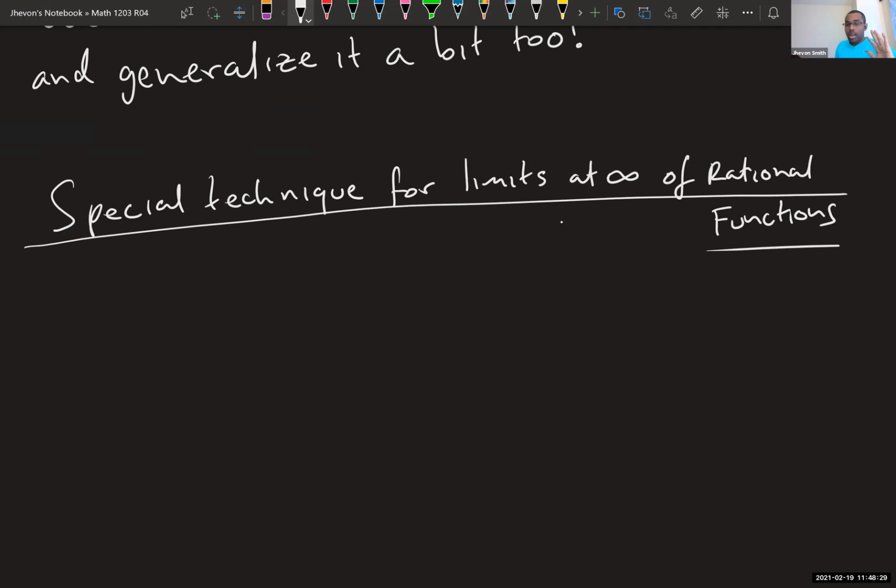Now, common mistake. I need you to remember this. Very important. This is not just a special technique. It is a special technique for limits at infinity of rational functions. In the past, I've seen students try to apply this technique when they don't have a limit at infinity. It's like, what am I going to do? Zero credit. Everything you did was wrong, right? So the technique I'm going to give you applies in this special situation. That's why it's called a special technique. It applies in special situations.